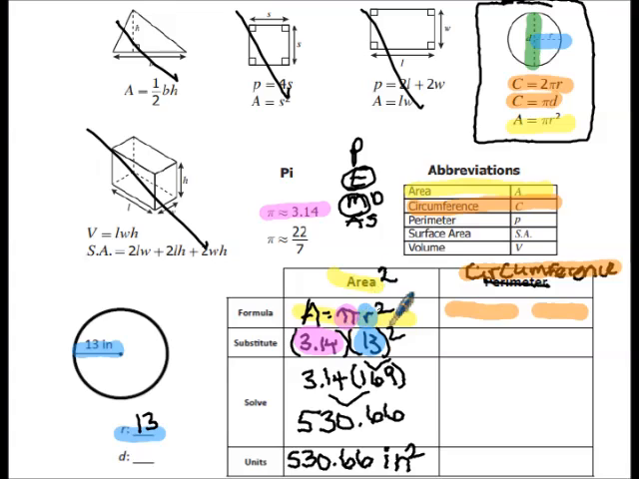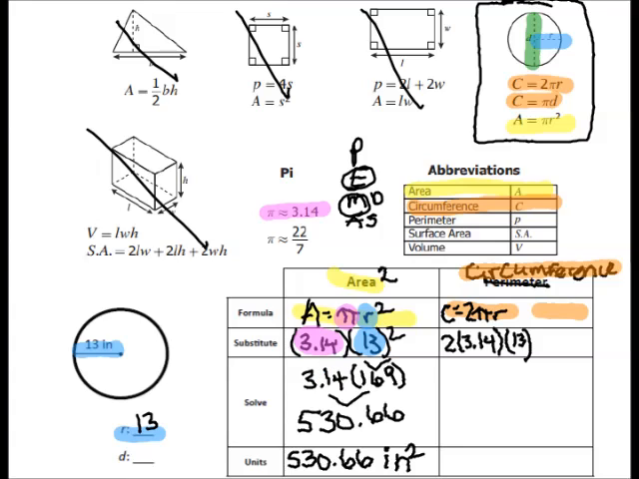And there's two different formulas for circumference. So you could have used one of these two formulas. You could have used the circumference equals 2 times pi times r. And so we do 2 times pi, which is 3.14, times the radius, which is 13.